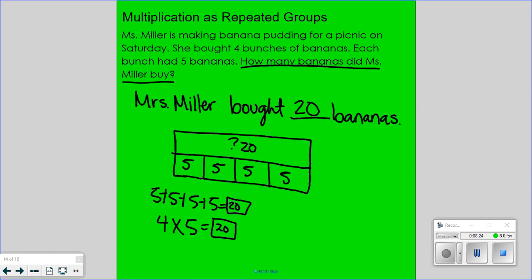Does that make sense? Lower box, 20 bananas. Does that make sense? Why is the answer not 9? Because I know a lot of 3rd graders would say, 4 and 5 make 9. Why is it not 9?